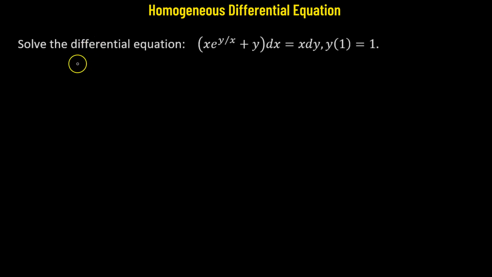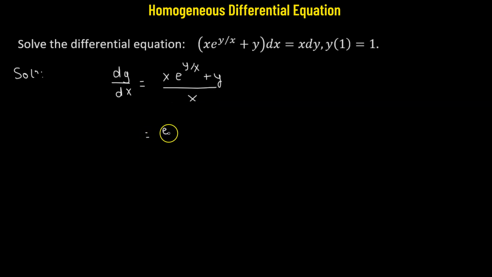So let's solve this initial value problem. We will begin by rewriting the given differential equation as dy/dx equals x times e raised to the power of y over x plus y, whole divided by x. The expression on the right hand side can be further simplified to e raised to the power of y over x plus y over x.